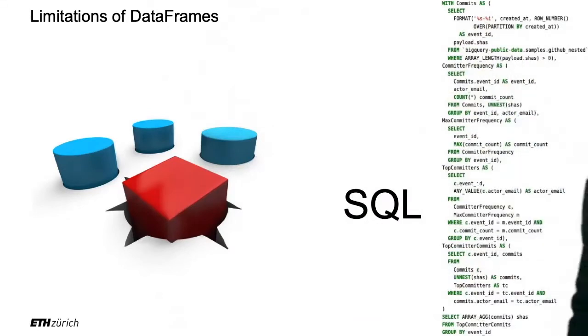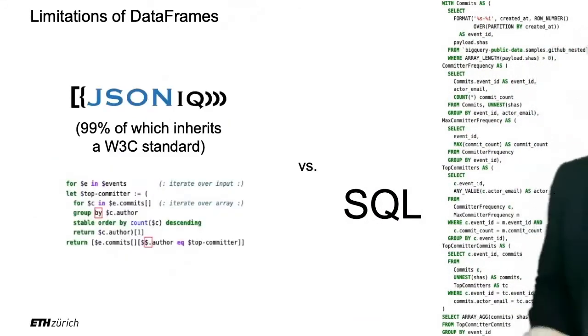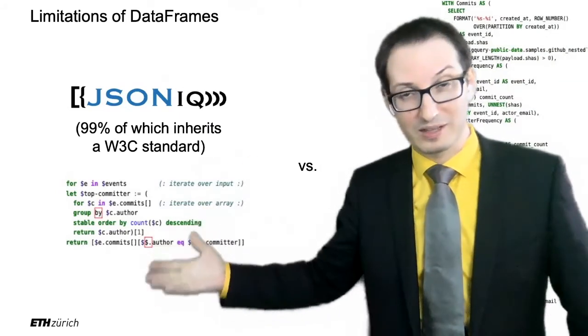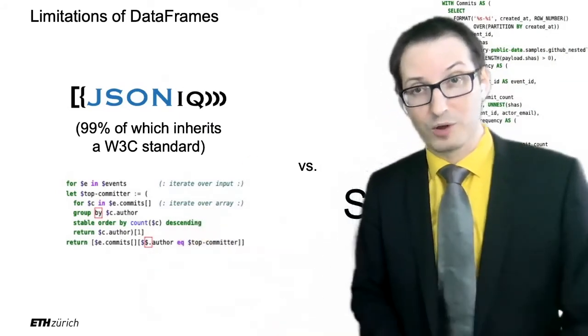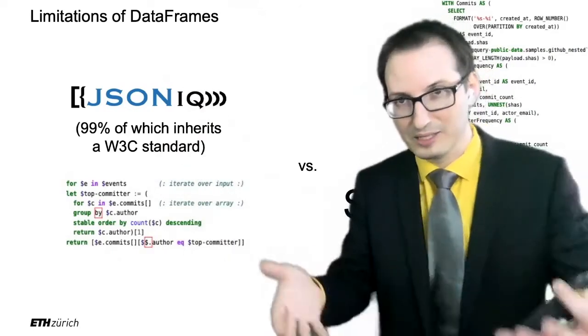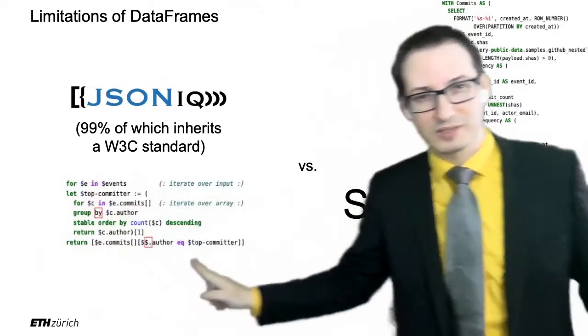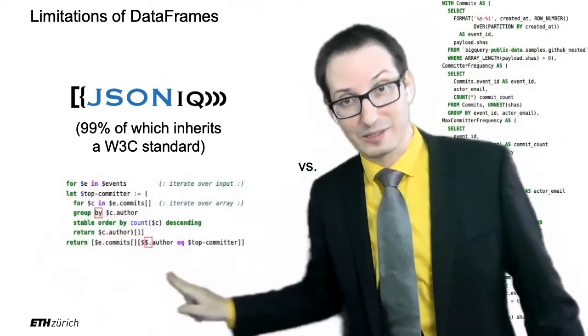Here we are looking for the top committers of each event in the GitHub archive. And this is how complex writing this in SQL is. But with a language that makes more sense, and that's the case of XQuery, which is the W3C standard. JSONiq shares 99% of its DNA with XQuery. You can do it in just a few lines like this, right?